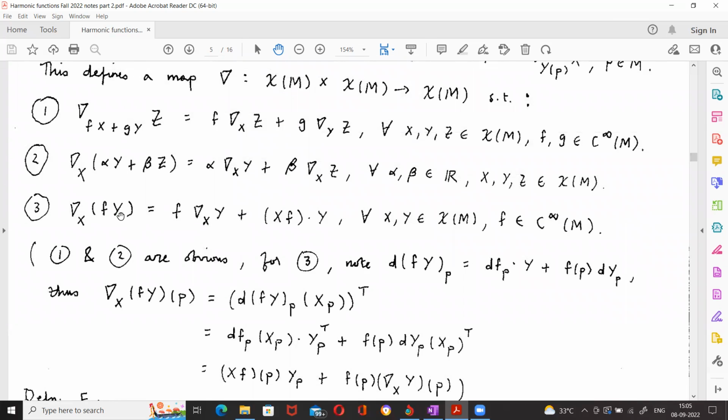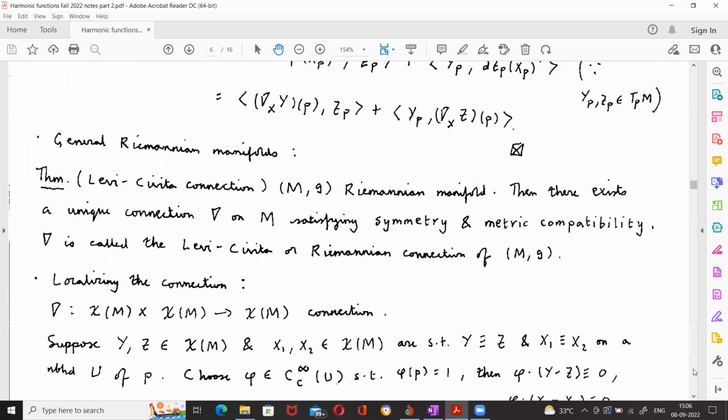The third axiom, this Leibniz rule: whenever you see a Leibniz rule for a linear operator acting on functions or tensors, it actually tells you that this operator is a local operator. In other words, nabla x of y only depends on y in a neighborhood of a point P. It only depends on the germ of y at P, and on the germ of x at P also. That's what I mean by localizing the connection.